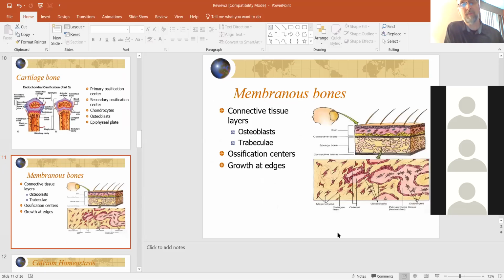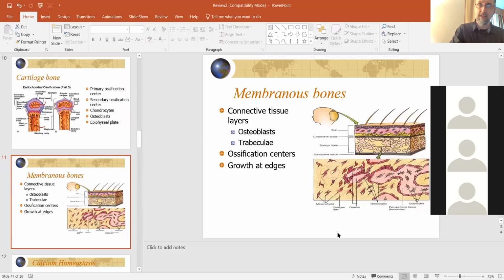The other type of bones are membranous bones. These would be like the large bones of your cranium. Your clavicle is a bone like this, and I think parts of the sternum. These bones form underneath the skin in fibrous connective tissue.